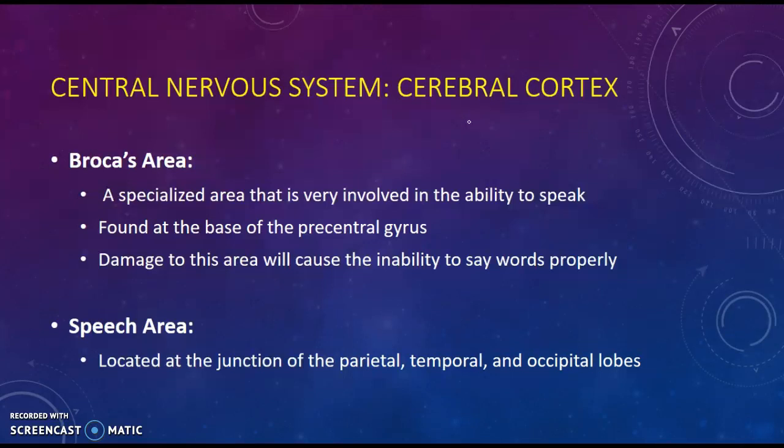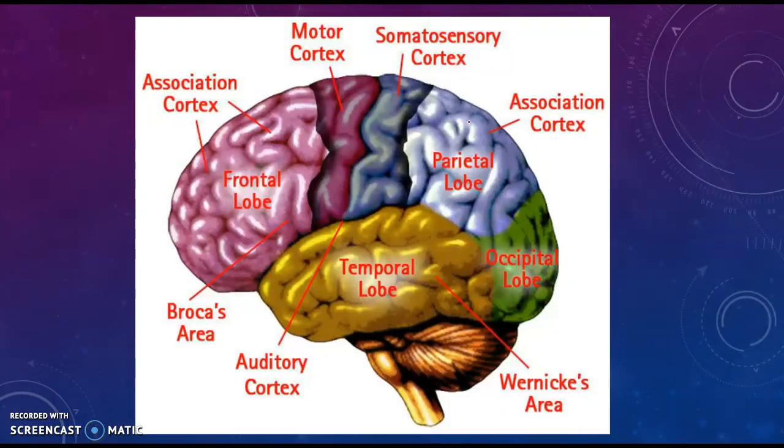And then we have the speech area. This is the actual interpretation of speech. So when someone is talking to you, this is the ability to hear it and understand what is being said. Okay, so if we look here, here is that Broca's area. It's located here. And then really your speech area would be kind of located in this area here.